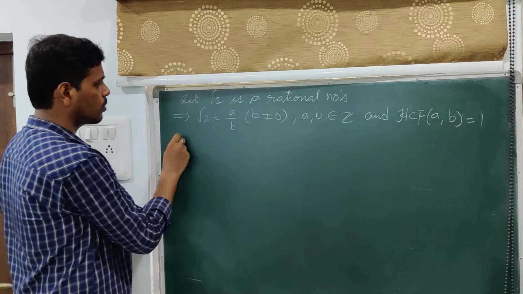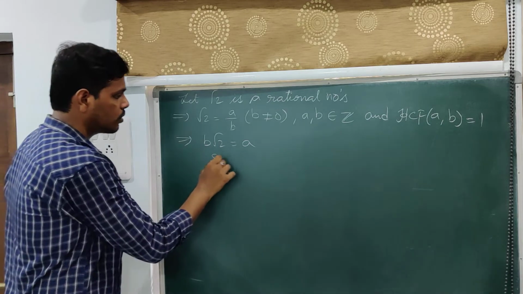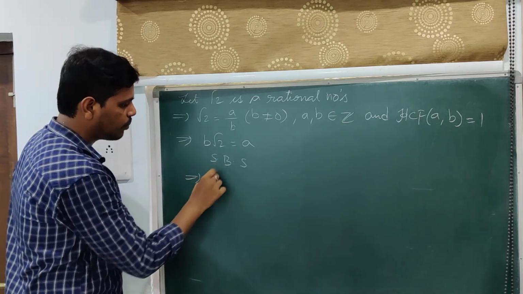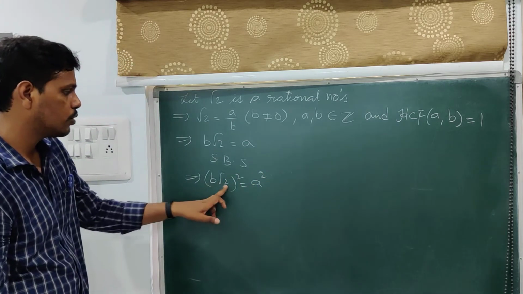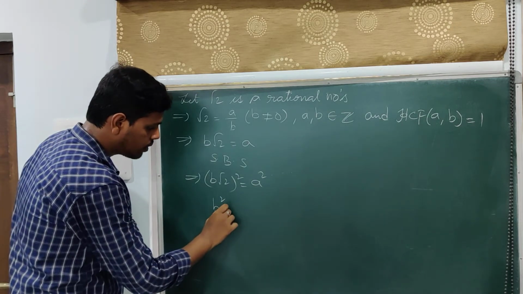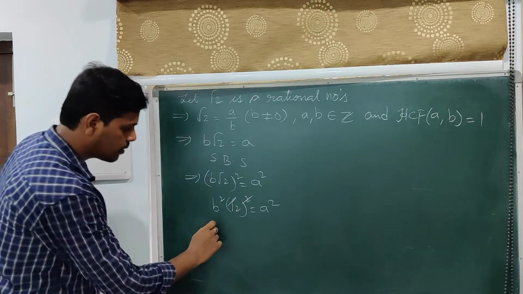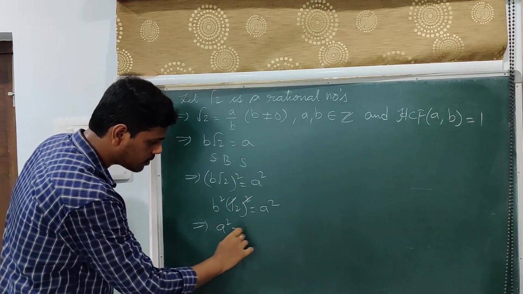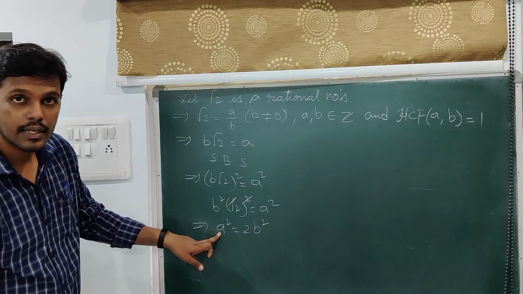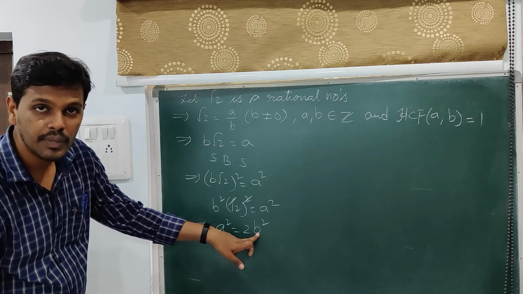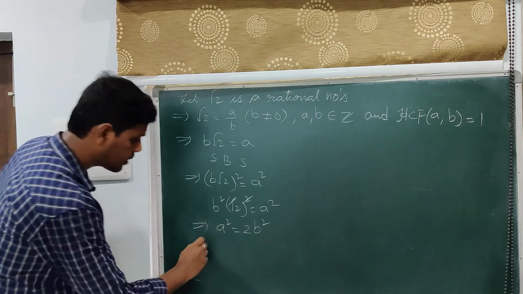Now cross multiply. So when you cross multiply, this is b root 2 is equal to a. Now do the squaring on both sides. So if you do the squaring on both sides, then that will imply b root 2 whole square is equal to a square. Now this square belongs to both of these numbers, which is b square into root 2 whole square is equal to a square. Now these two get cancelled. Now the same thing I can write as a square is equal to 2 into b square. Now a square I am able to write as the product of 2 and b square. Therefore, by the definition of divisibility, I can say that 2 divides a square.